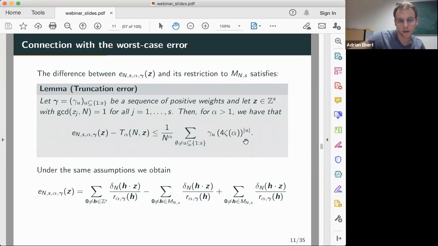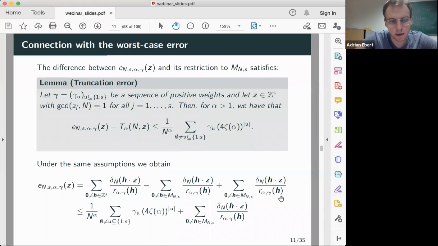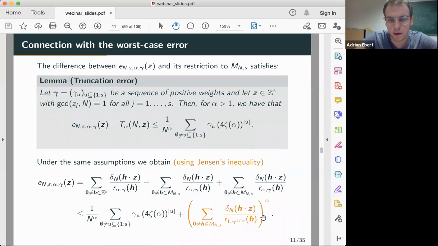And now we can use this to observe the following. If we just plug in the definition of the worst case error, which is this, then we subtract and add our alternative quality measure T alpha, and then we can use our lemma to bound the first difference here by the same expression, and are just left with the second summand here in the bound. We can estimate this further by Jensen's inequality to obtain this expression.